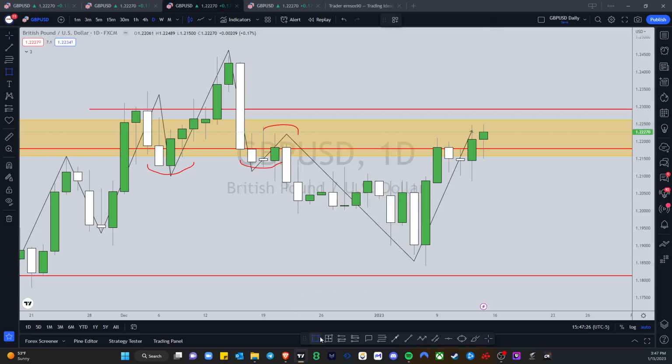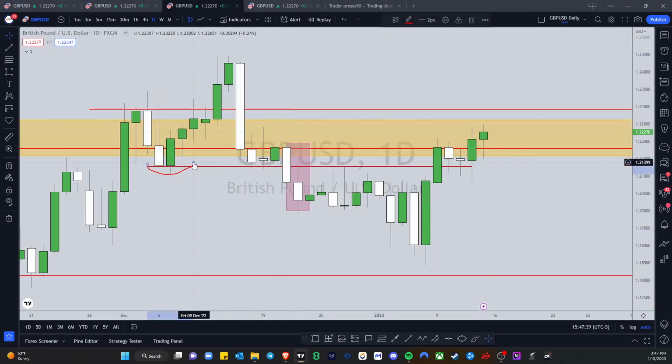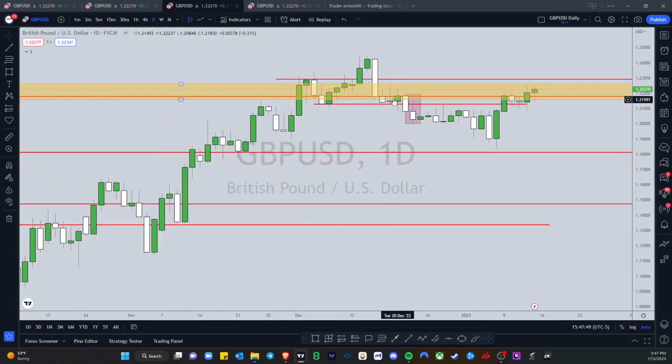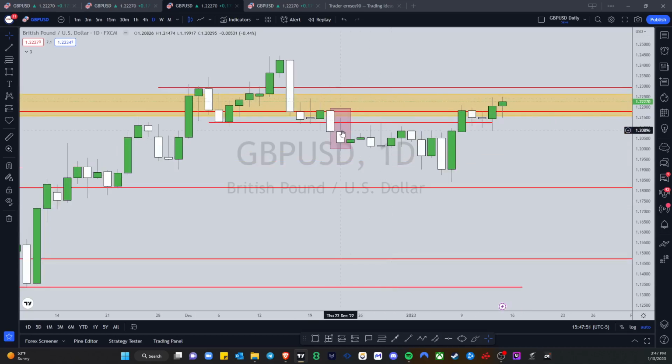So one, two. Two candle closes below this right here. I don't want to make it too crowded, so I'm gonna take some of this off. So one, two: two candle closes below this high low on the daily, and also on this one also.